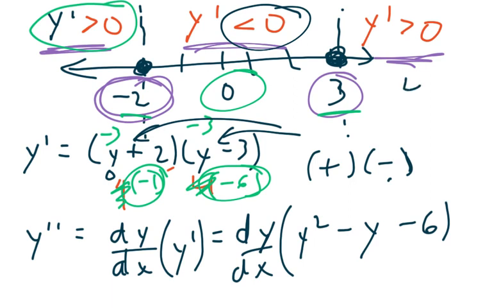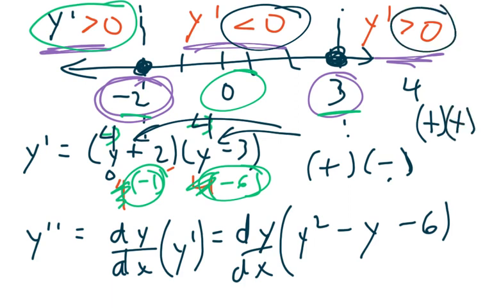But just to make sure, we're going to plug in the number 4, which is to the right of 3. 4 plus 2, 4 minus 3, right? Well, 4 plus 2 is a positive 6. 4 minus 3 is a positive 1. And, of course, we just proved that it's going to be positive.